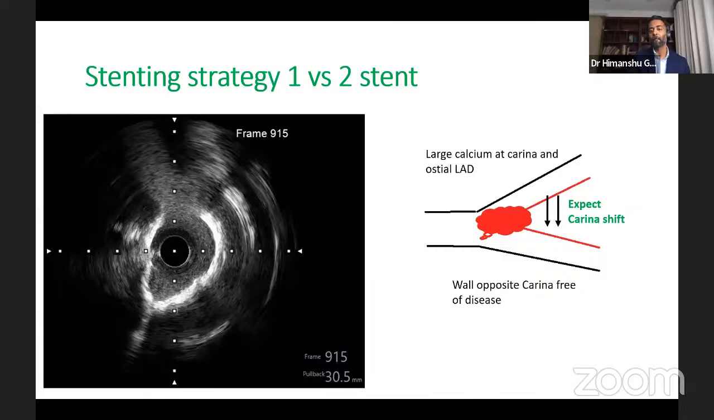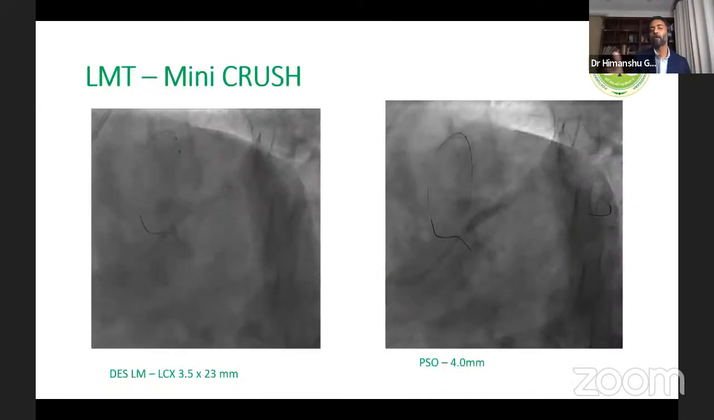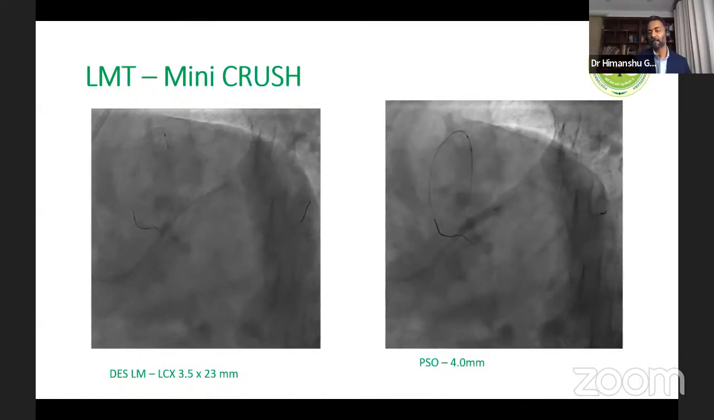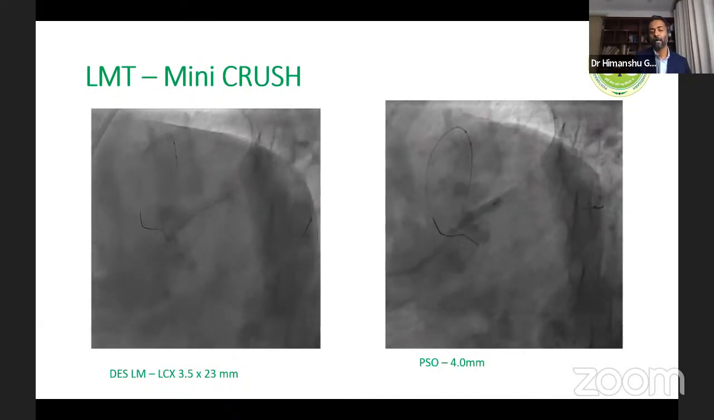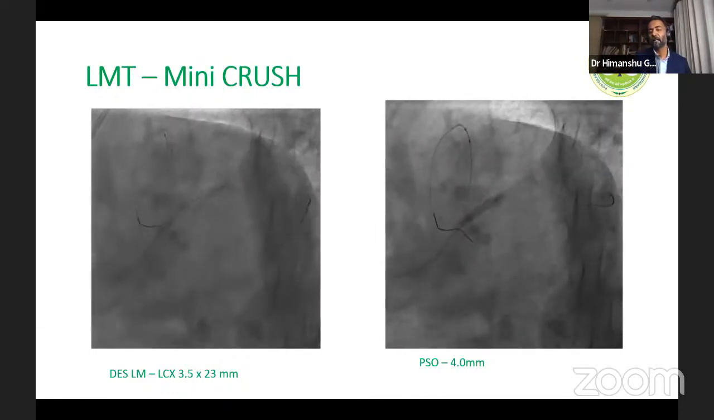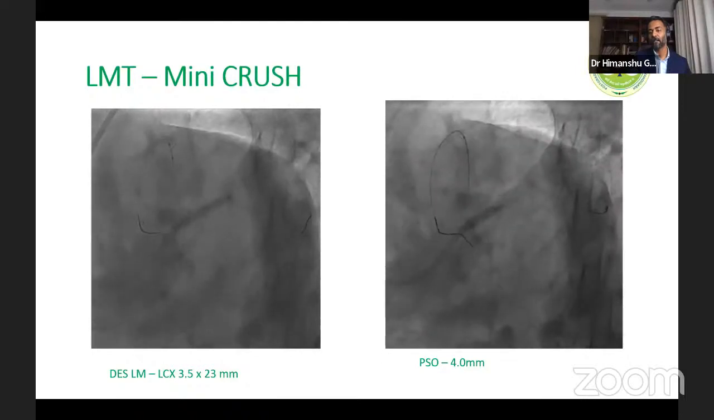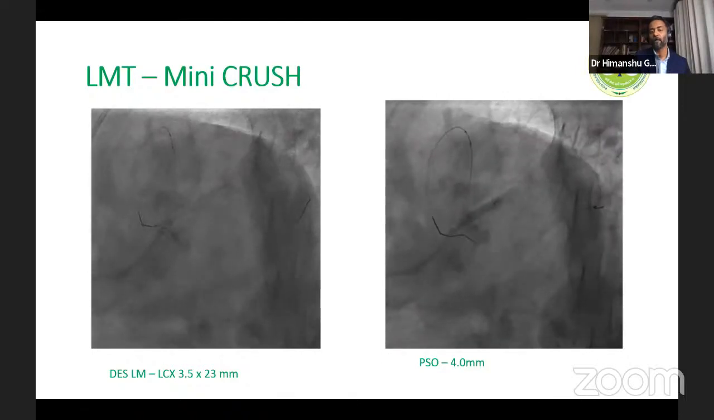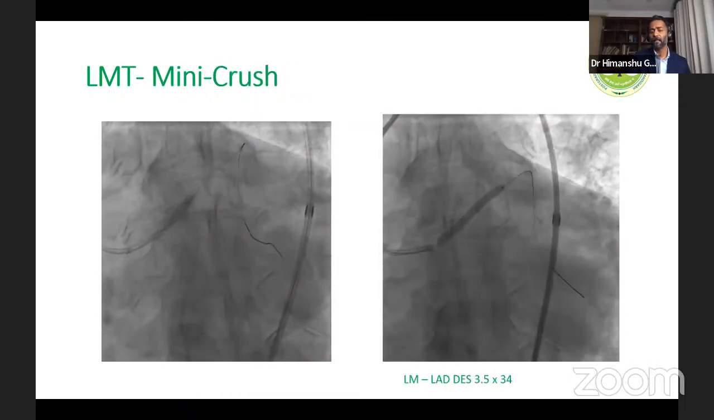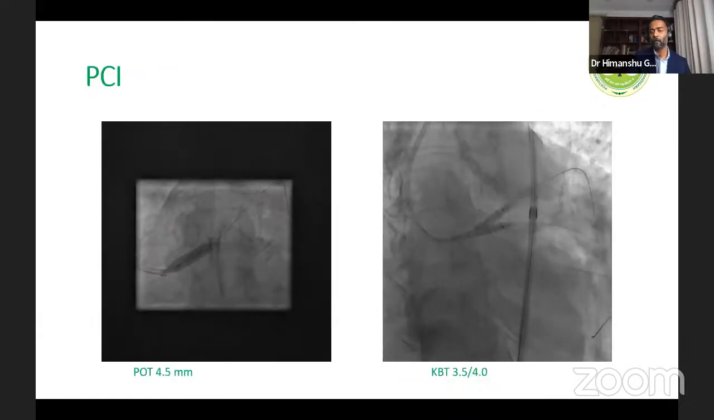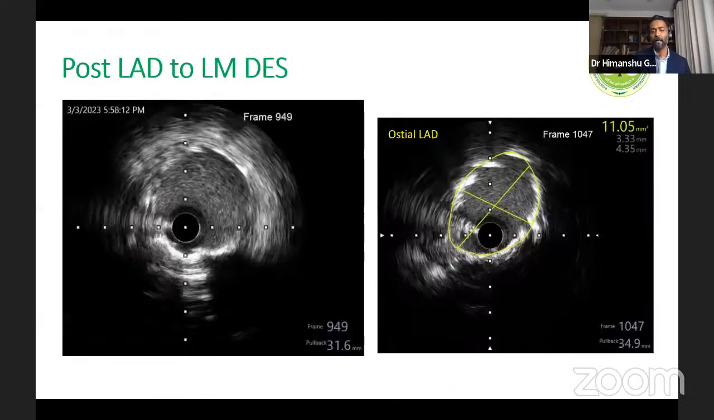So we decided to do a mini crush, but we did not want to cover the wall opposite the carina because there was no plaque. So we could protrude very minimally, doing almost like a T in this anatomy. So we stented with a 3.5 by 23 in the circumflex, did ostial post dilatation of the circumflex stent before crushing with a 4 millimeter balloon, crushed it, and then stented left main to LAD with another 3.5 by 34 millimeter stent, did a POT with a 4.5 millimeter balloon, and then did final kissing with 3.5 and 4 millimeter balloons in the LAD and circumflex respectively, and then did IVUS.